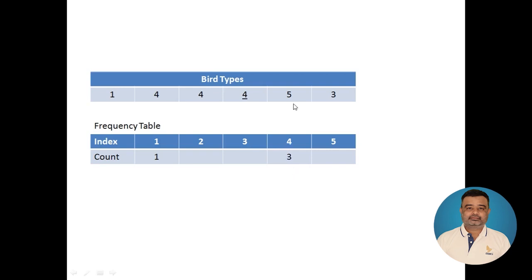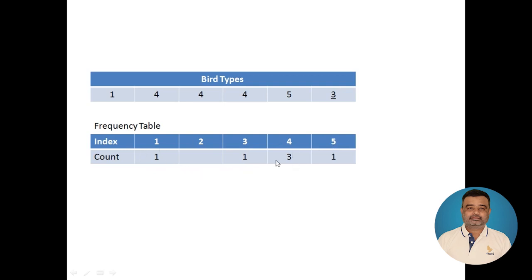Then the fifth one, right? The bird type is 5. So I'll go to the index 5 here and update it from 0 to 1. Then the last one, which is 3, so I'll go to the index 3 in the frequency table and update it. Clear?